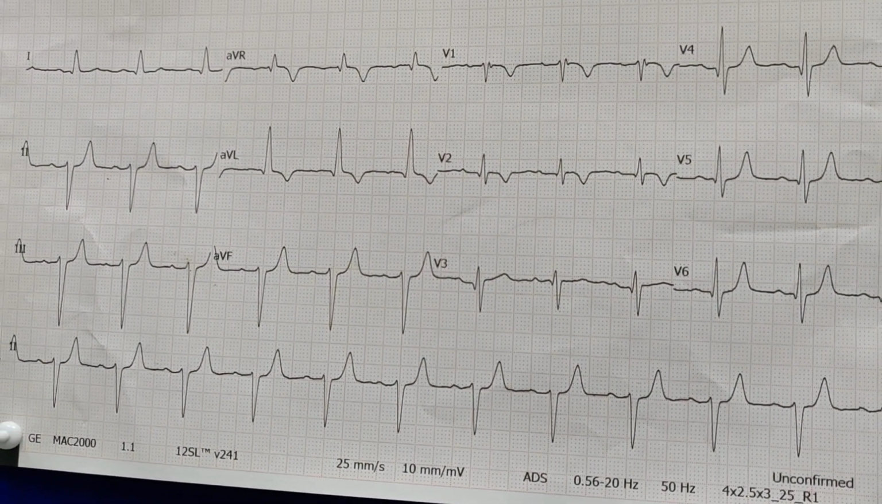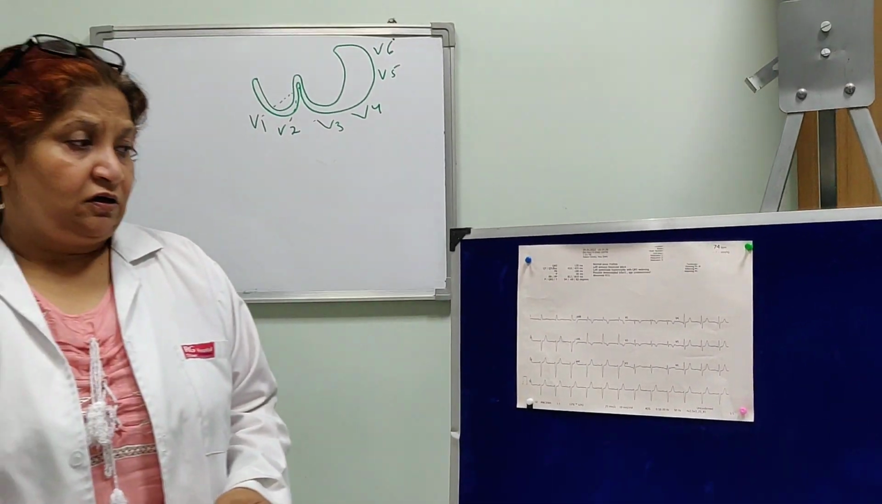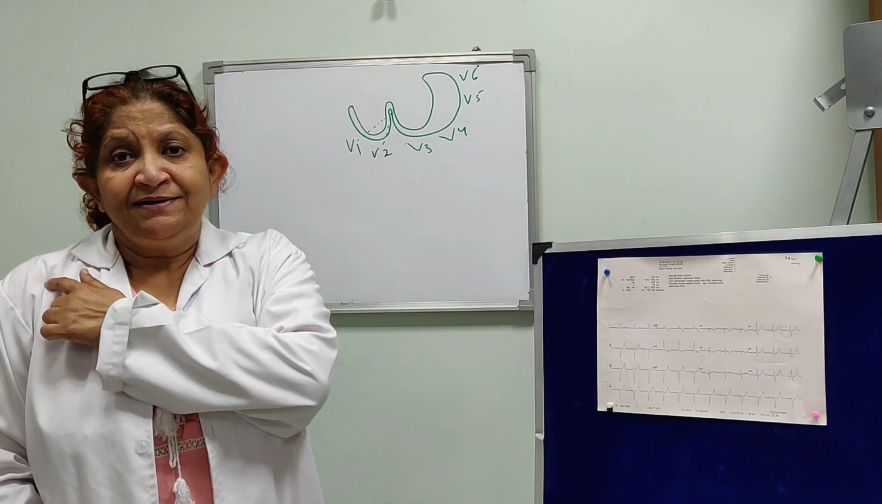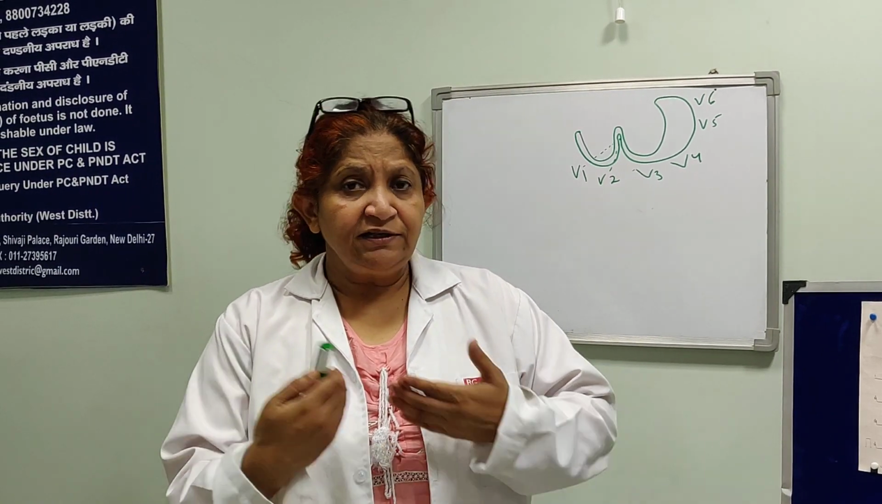So, how do these leads look into the inferior wall? You know, lead 2 is minus and plus. So, it will be looking at the heart from the inferior side and looking at the inferior surface of the heart. So, it is looking like this from a 60-degree angle.